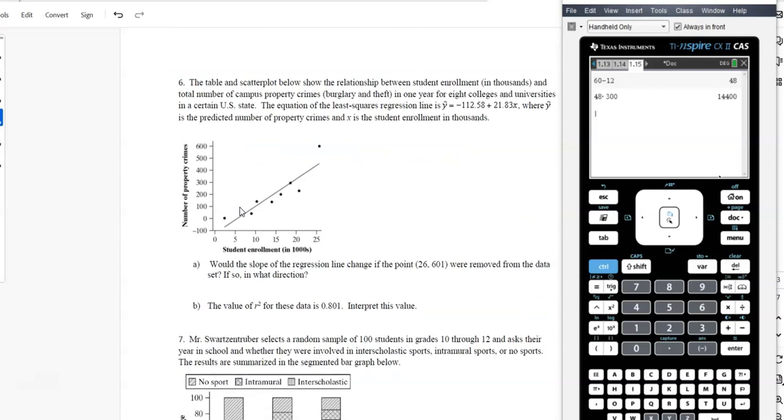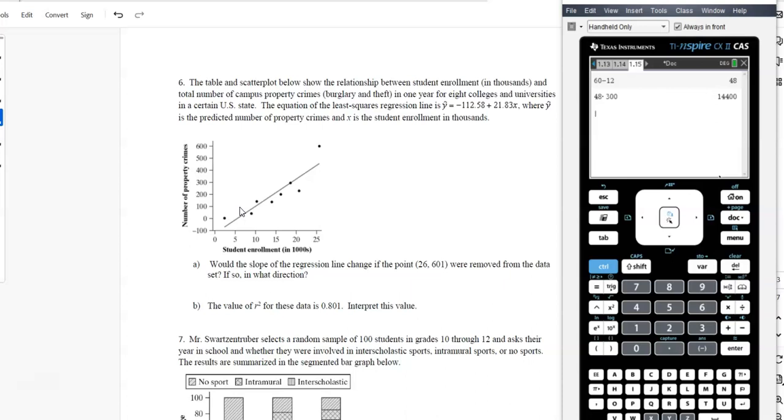The table and scatter plot below show the relationship between the student enrollment in thousands and the total number of campus property crimes, burglary and theft, in 1 year for 8 colleges and universities in certain U.S. states. The equation is that. Okay, so we have that. Looks like a strong positive correlation here between the amount of enrollment and the number of property crimes. That makes sense. You would have more crime, but there's more people.